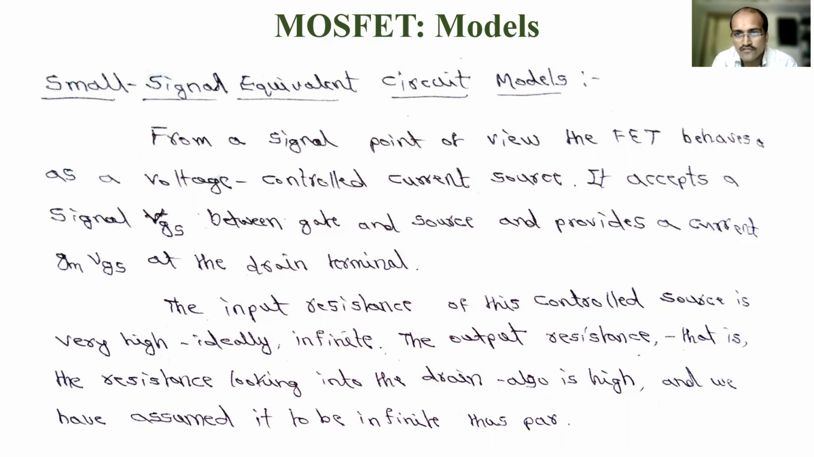From a signal point of view, the field effect transistor behaves as a voltage controlled current source. It accepts a signal VGS between gate and source, which is the input, and provides a current gm VGS at the drain terminal. What is this current? The drain current ID. Since gm is given as ID by VGS, ID is gm into VGS.